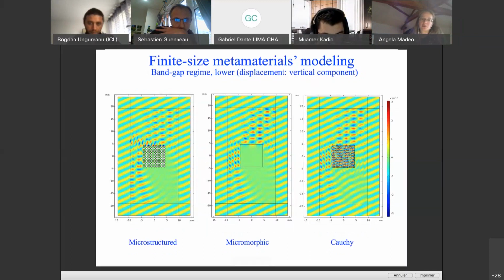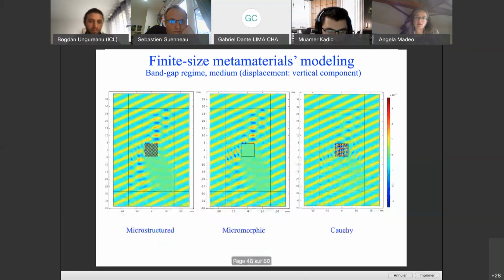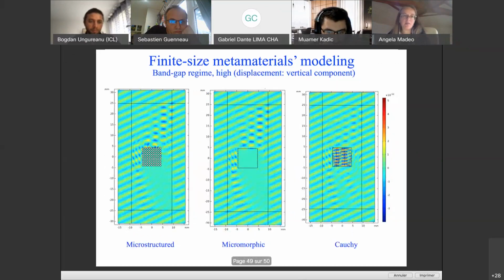And of course, in the band gap, Cauchy cannot give you the correct answer because you always have propagation. So here you will also always have something which is passing inside the material, while in the micromorphic, you are correctly reproducing this band gap behavior. And here you have other values in the band gap, higher in the band gap, and it's always the same.